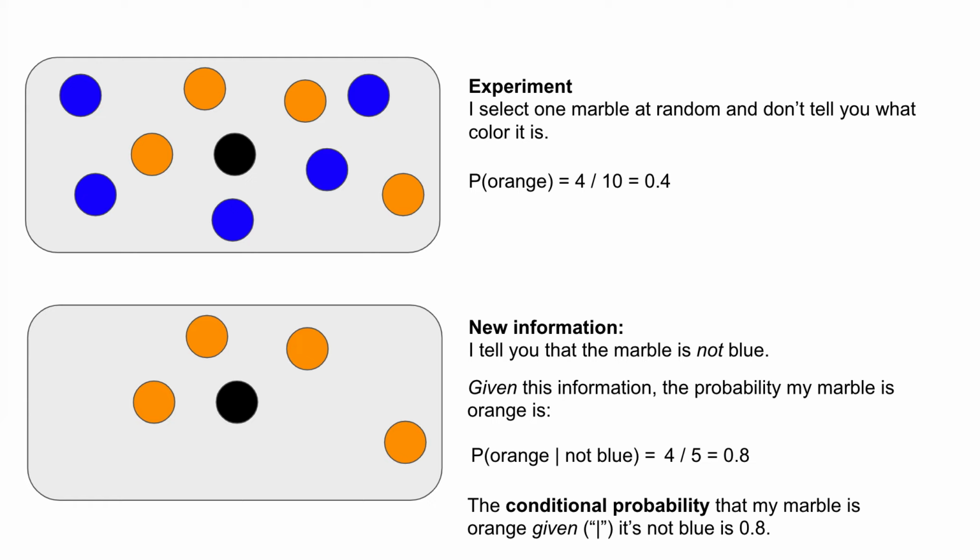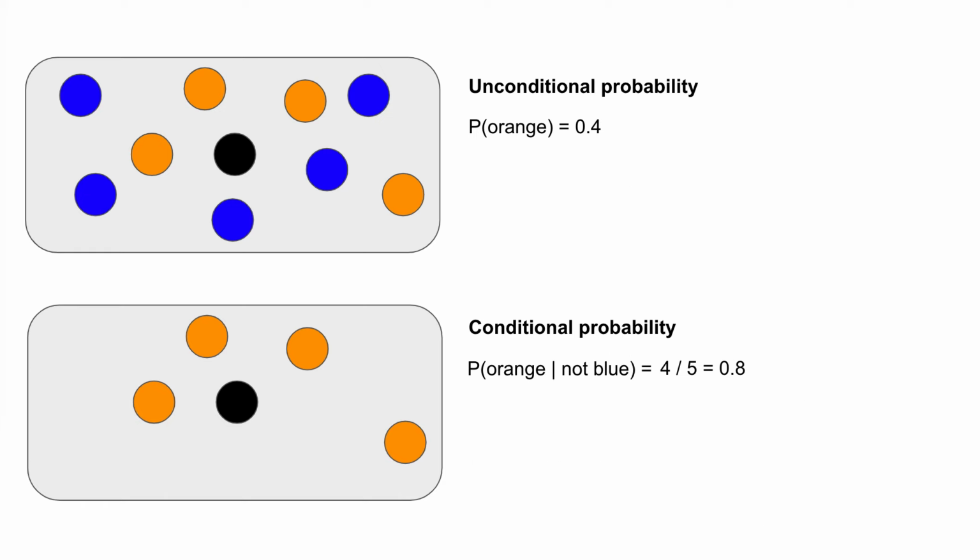In general, this notation expresses an interest in the unknown event on the left, given the known event on the right, where the vertical line here can be read as given or conditioned on. Zooming out then, the 0.4 unconditional probability of my marble being orange jumped to a 0.8 conditional probability after learning that my marble is not blue.